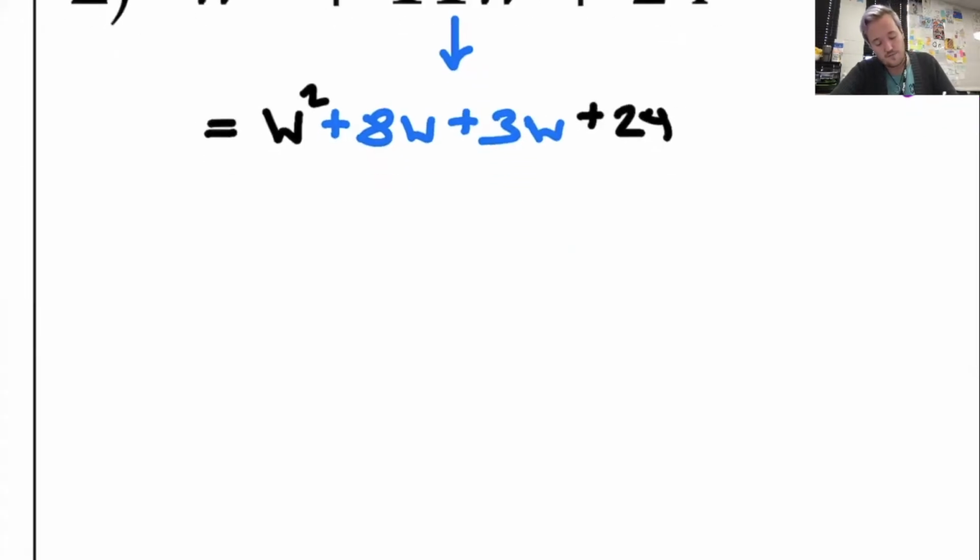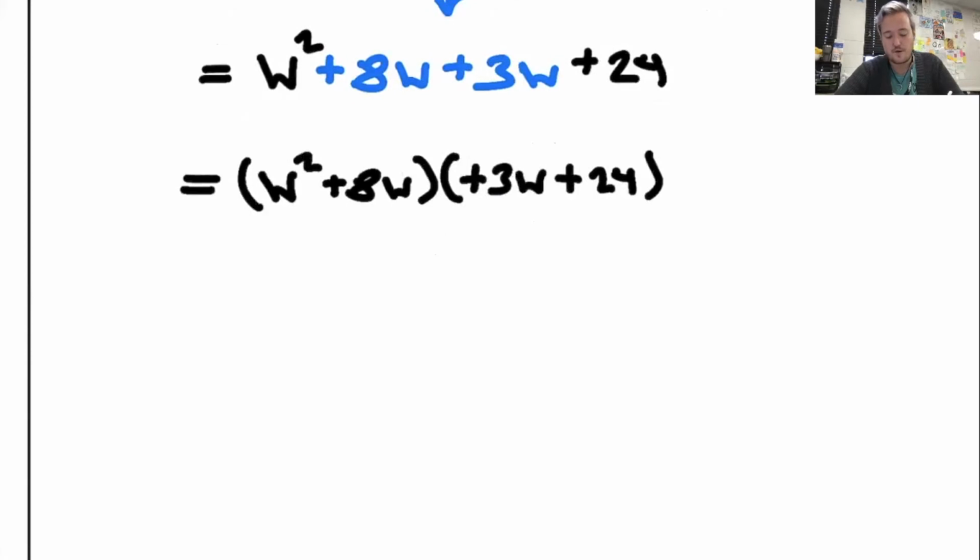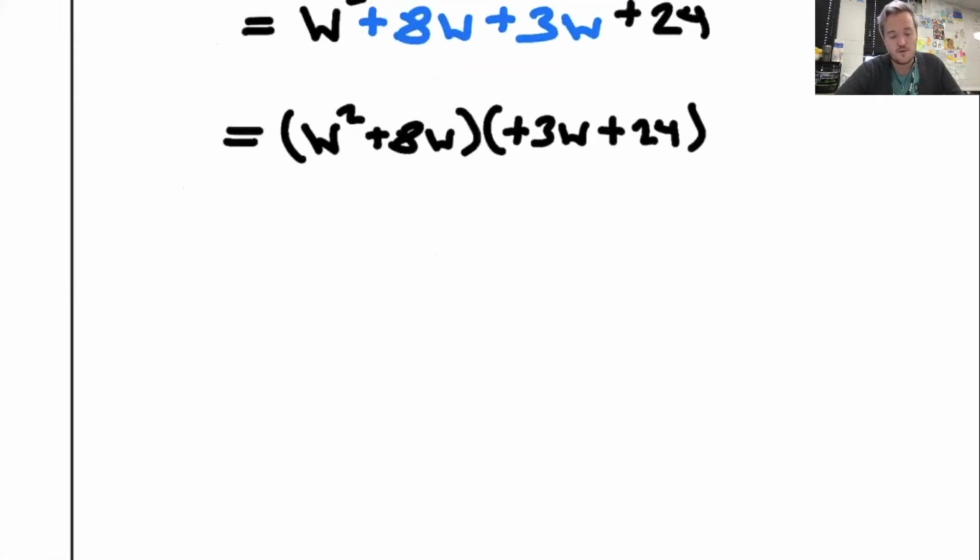All right, so once I split the middle, I'm going to start doing my groups. So I'm going to split it up into two groups. So W squared plus 8W, parentheses, plus 3W plus 24. All right, so once again, now you're doing your GCF. You want to see what can come out of each group.